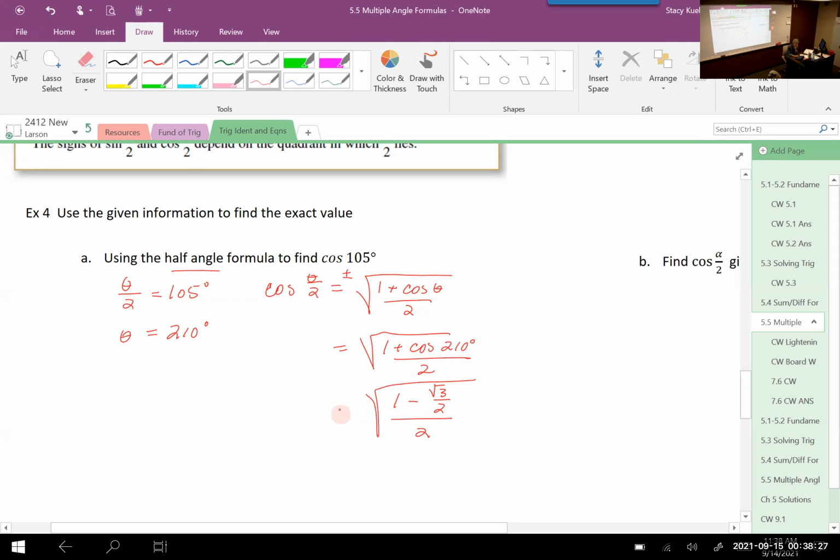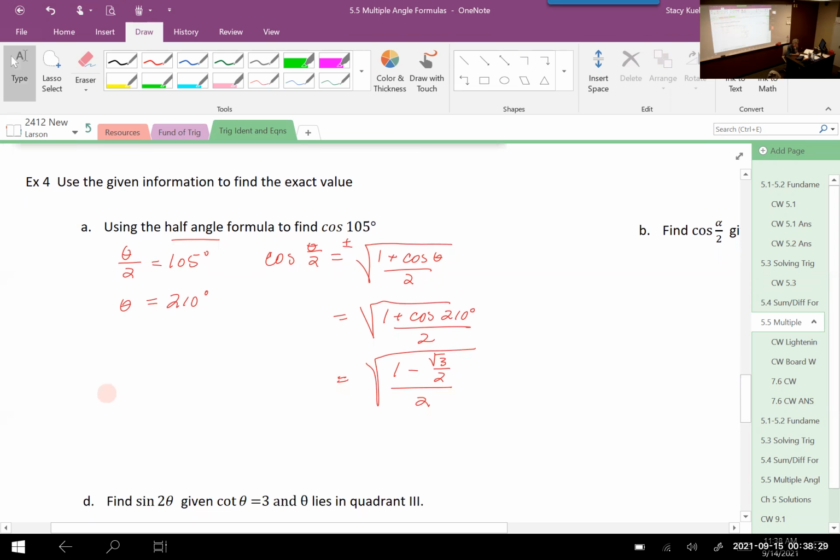And I haven't addressed the positive or negative yet. I'll come back and we'll talk about it in a second. Now notice that I have a compound fraction here. So if I multiply the top and bottom by the fractional part I want to get rid of, I can multiply the top by 2 and the bottom by 2, giving me 2 times 1, which is 2, minus the square root of 3 in the numerator, divided by 4 in the denominator.